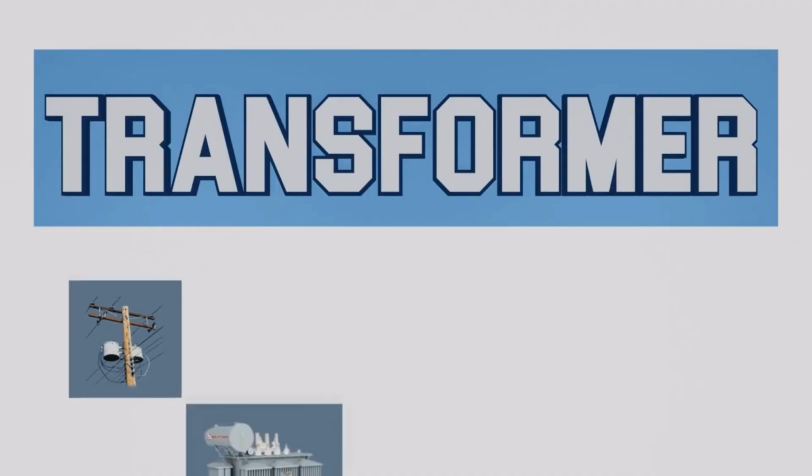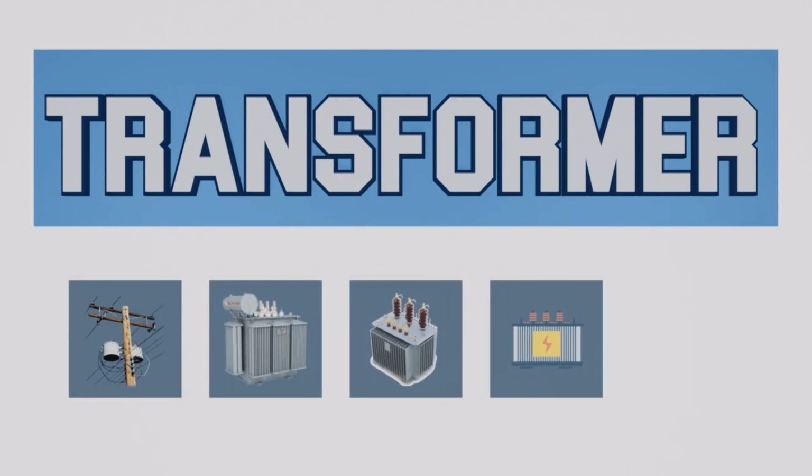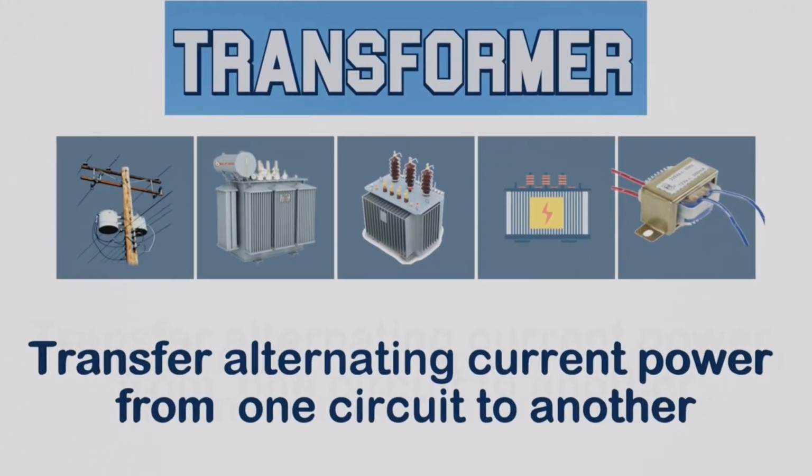There are various types of transformers. They all operate on the same fundamental principles while employing different construction methods. Transformers are essentially voltage control devices that transfer alternating current power from one circuit to another.